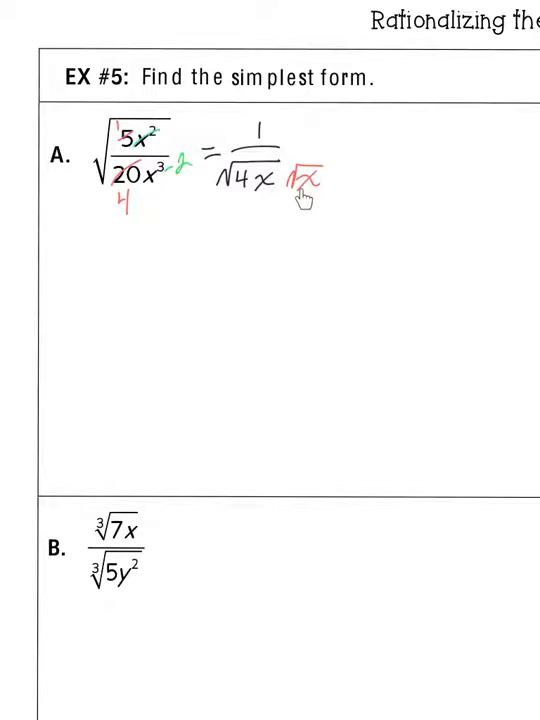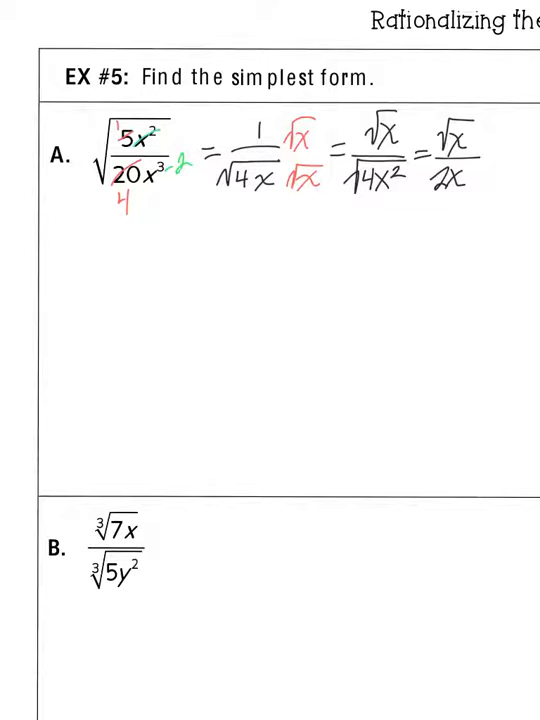What I multiply the denominator by, I have to multiply the numerator by the same thing. Otherwise, I don't have an equal fraction. So the numerator becomes the square root of x. The denominator becomes the square root of 4x squared. And now I can take the square root of 4x squared, which is 2x.